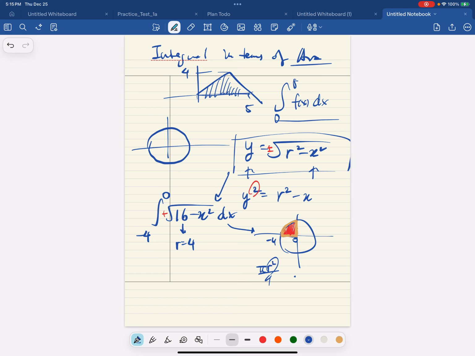So we have, or I should just do, the integral from minus 4 to 0 of the root of 16 minus x squared dx is equal to, in our case, 4 pi, because we know that it's just a quarter of the circle and r is equal to 4 in our case.